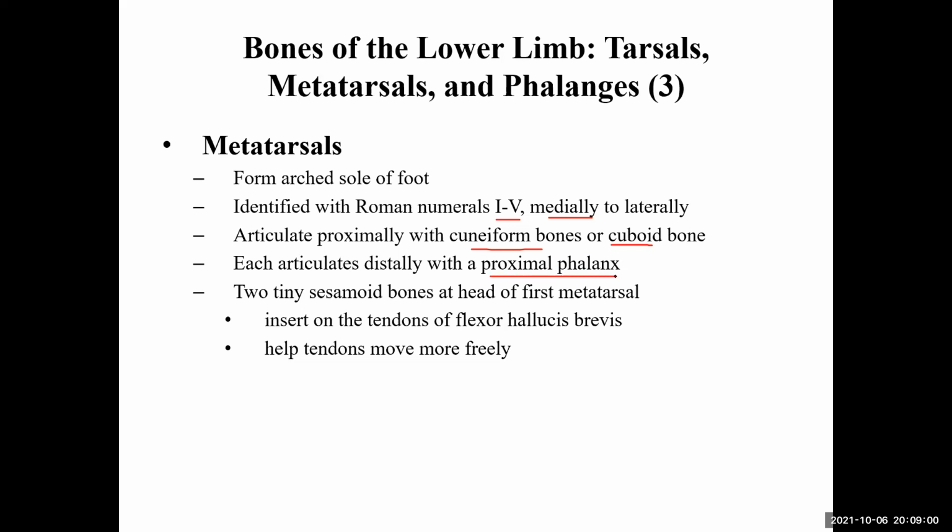Now, in the first metatarsal, we will see two small sesamoid bones near the head. And sesamoid bones are bones that are going to be found within a tendon, specifically the flexor hallucis brevis. That's basically the muscle that flexes or curls your big toe.